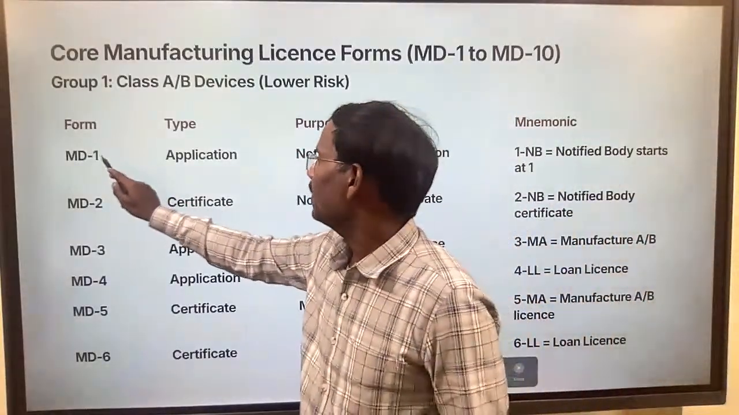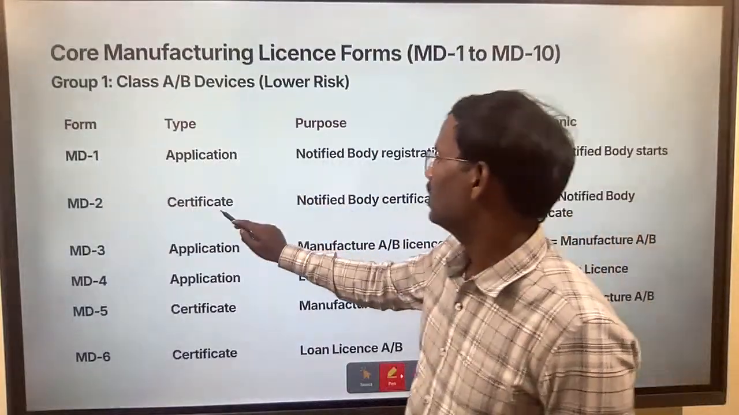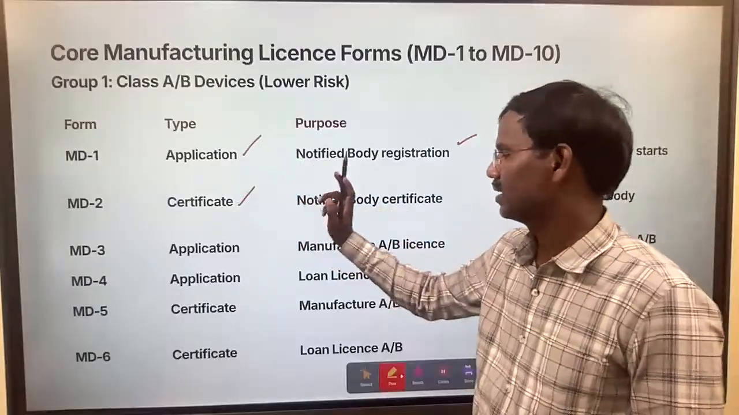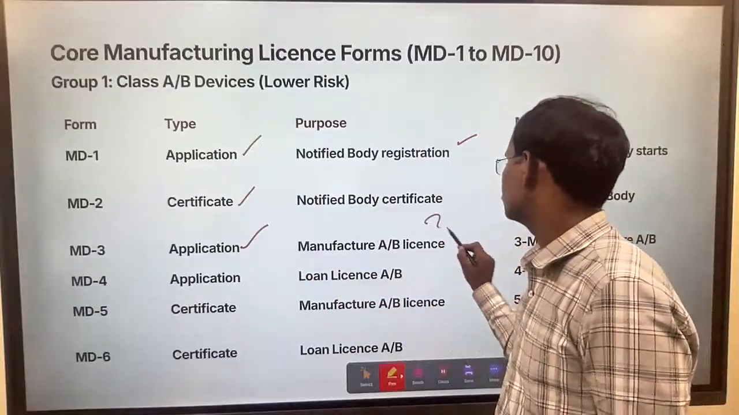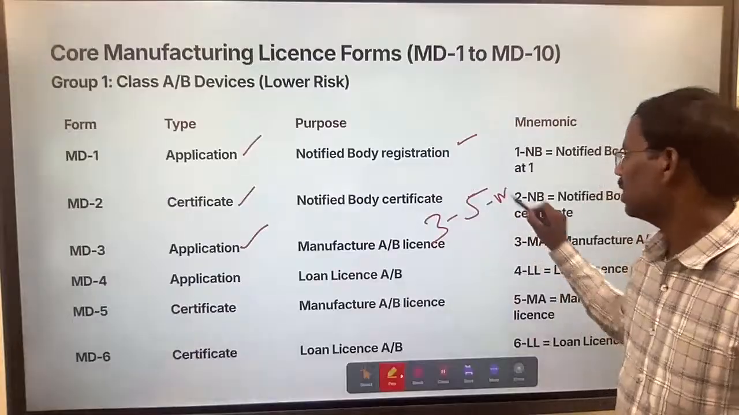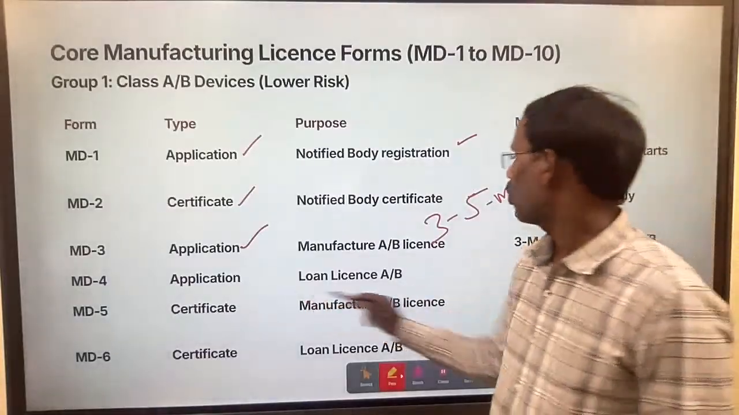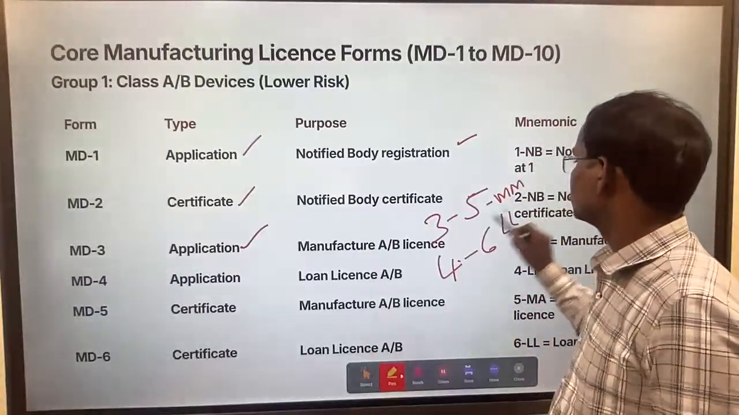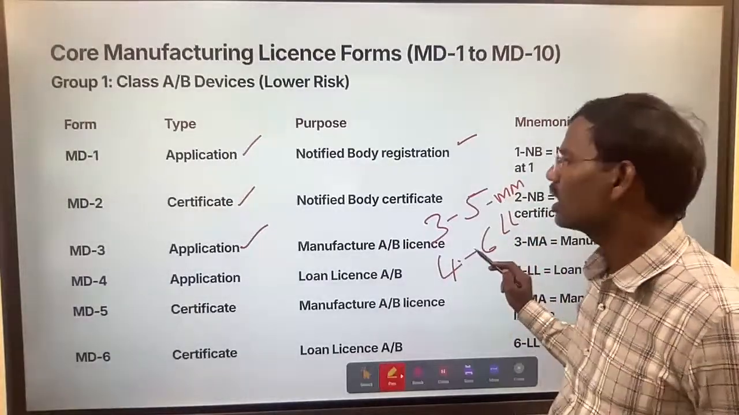So for A and B, first is the notified body's registration, and then two, the certificate. Once they apply to the notified body, they will get the certificate. Then 3 and 4 are the application for a manufacturing license. 3 and 5 talk about manufacturing, and 4 and 6 talk about loan license.